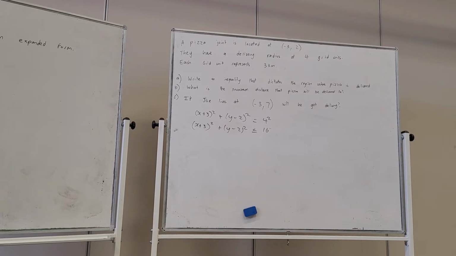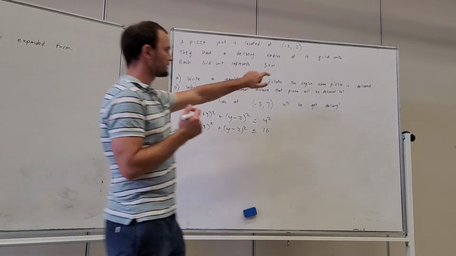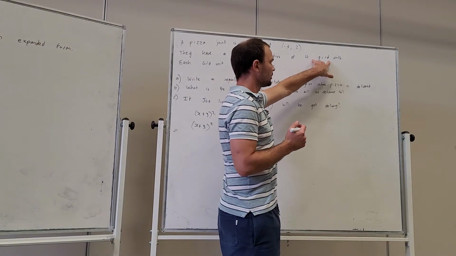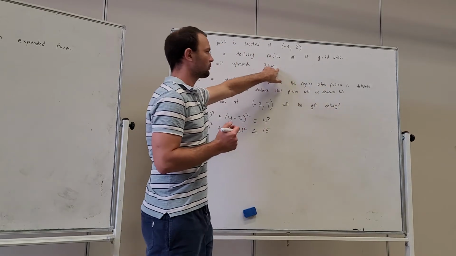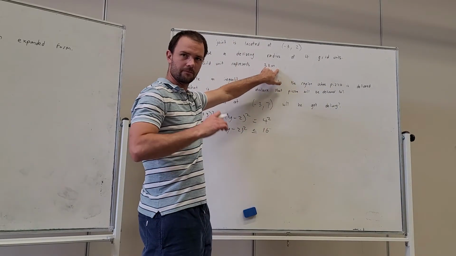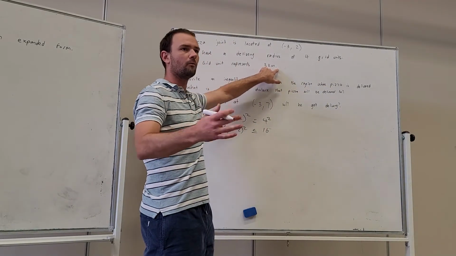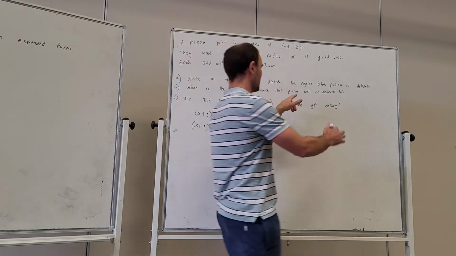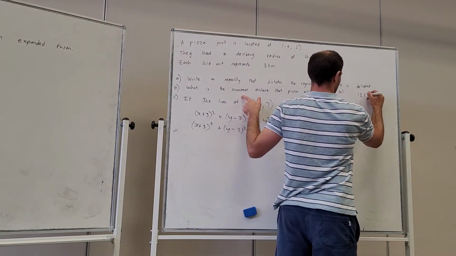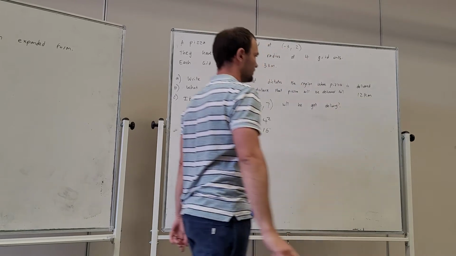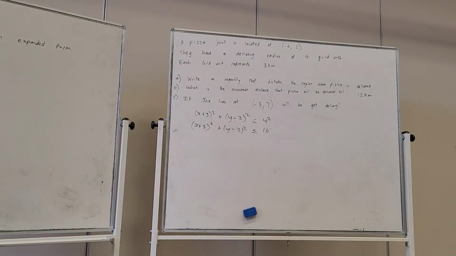Okay, part B. What is the maximum distance that pizza can be delivered to? Well, we're told they're going to deliver within a radius of 4 grid units, where each grid unit is 3 kilometres. So the furthest they're going to travel is 12 kilometres. Alright? So that'll be our answer to B. Okay, there's not any working out involved there, it's just an intuitive response based on the information we're given.